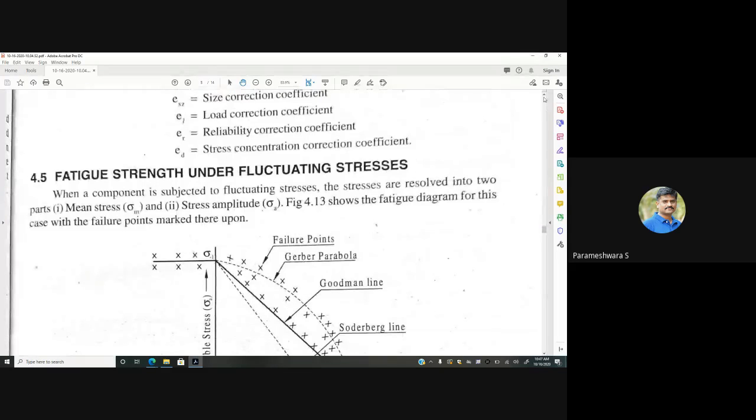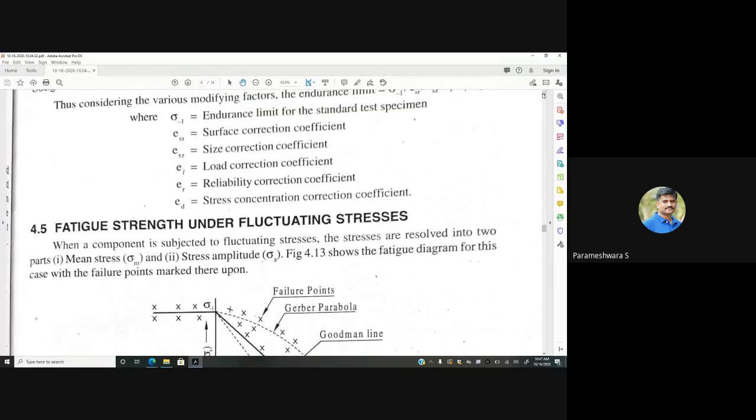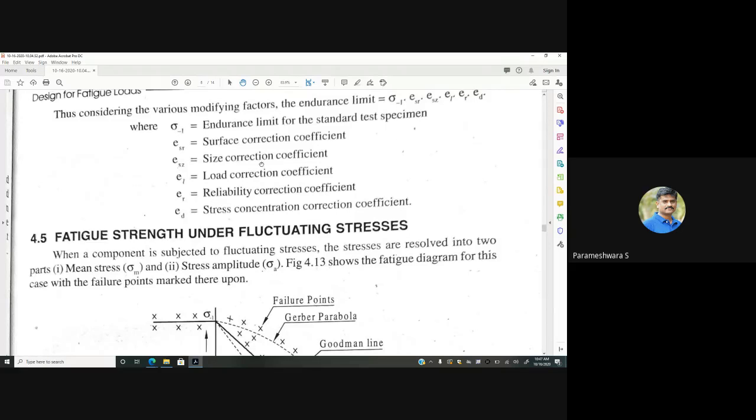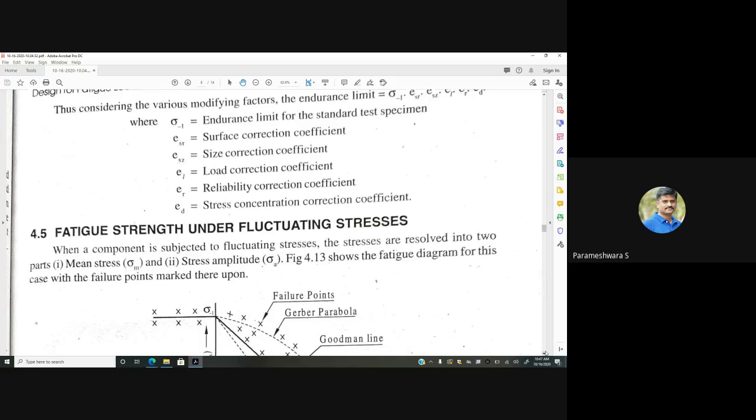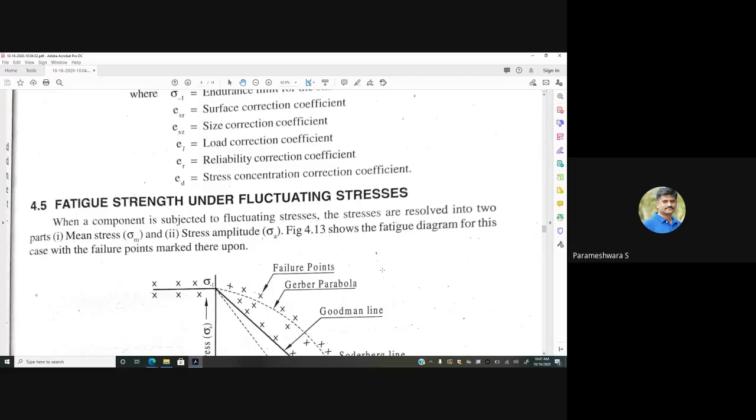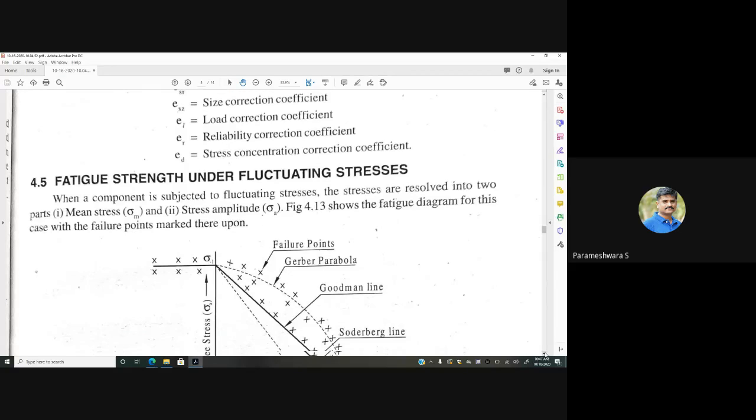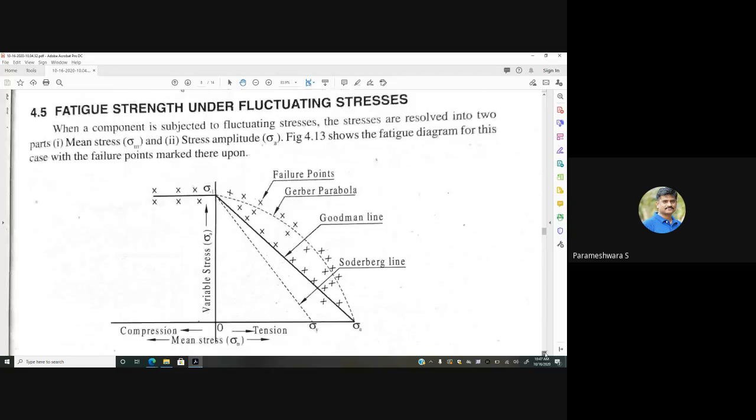So all put together, so far we have discussed surface correction coefficient, size correction coefficient, load correction coefficient, reliability correction coefficient, and also stress concentration correction coefficient. So we will incorporate all these correction coefficients, whenever it is necessary, in solving the problem. Okay. Next is fatigue strength under fluctuating stresses. So I will discuss this topic in the next class. Okay. So what is the effect of fluctuating stresses in fatigue strength? We'll discuss in the next class.